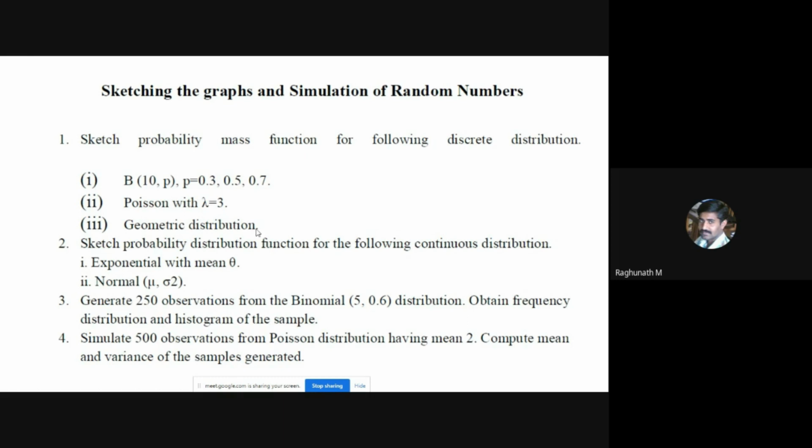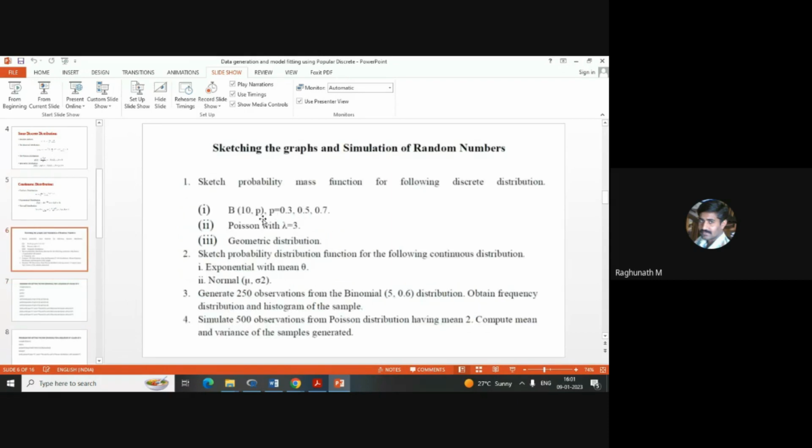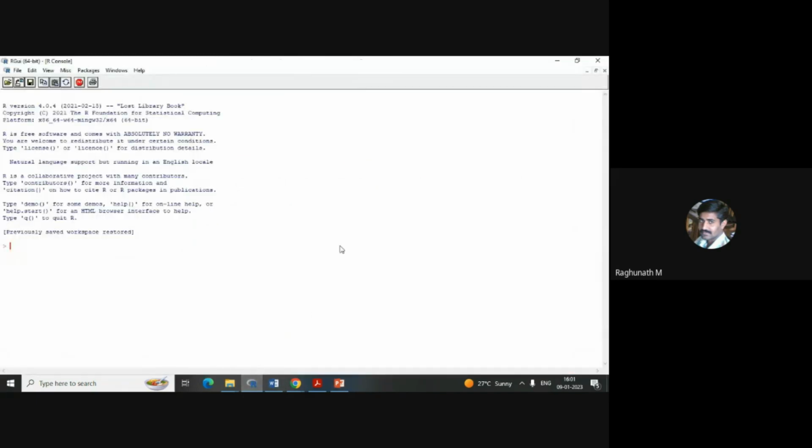So let us start the program now. This is the program, and I have already typed it. You can quickly open R and type this. First, instead of going all together with p equal to 0.3, 0.5, 0.7, we shall write it only for one particular case. That means we start with binomial 10 comma 0.3, and then we can change the values in the program and go further.